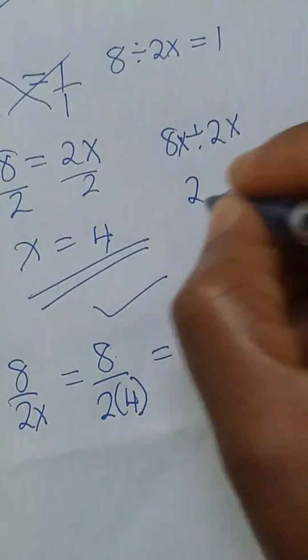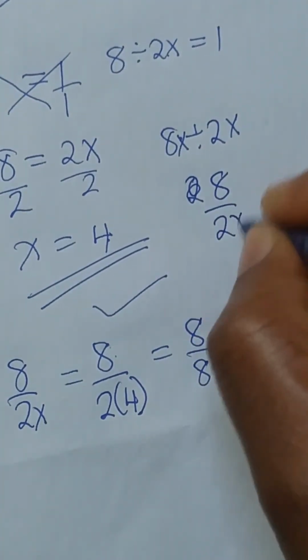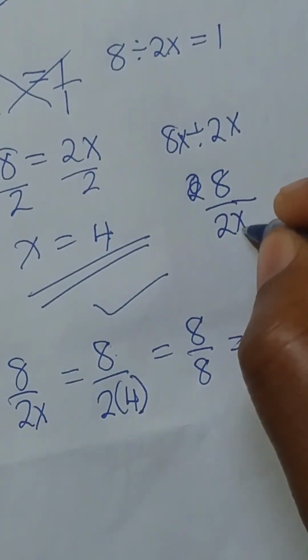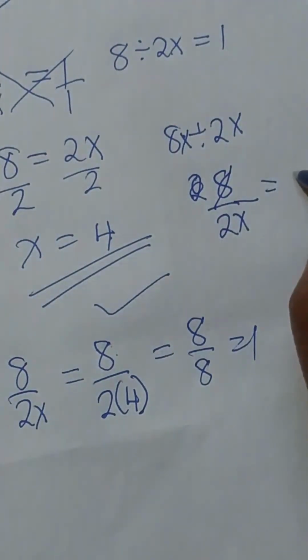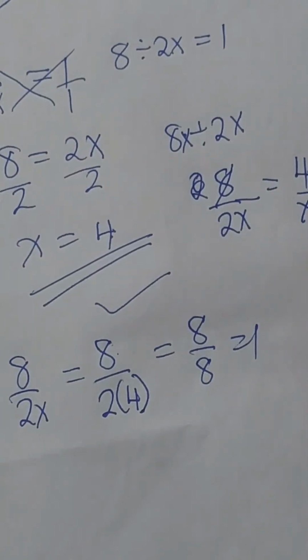Look, we have 2x. Okay, 8 over 2x. Even if you want to divide, you can't. This is x. You can't do that. Let's say divide by 2. Okay, we have 4. And divide here by 2. You have x. This is 8 over x, 4 over x. You can't divide further.